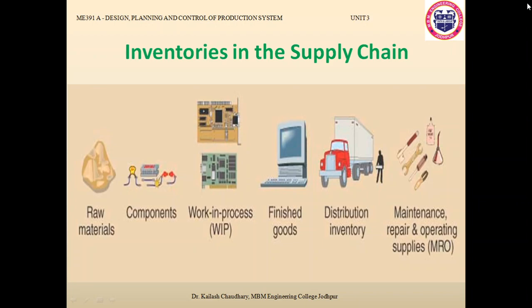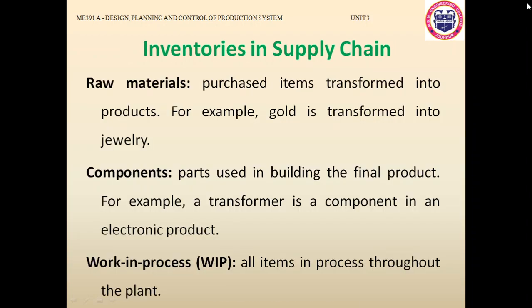So this screen shows you the various types of inventory in supply chain: raw materials, components, work in process, finished goods, distribution inventory, and maintenance, repair and operating supplies. Let us know more on these inventories. Raw materials are purchased items transformed into products. For example, gold is transformed into jewelry. Components are parts used in building the final products. For example, a transformer is a component in an electronic product.